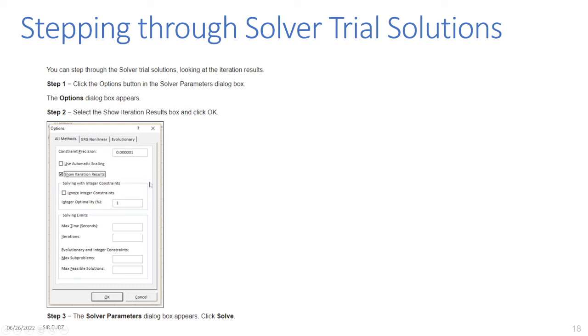Now we can also step through the solver trial solutions. So you can see the many values that are tried by Excel. You can step through the solver trial solutions by looking at the iteration results. So click the Options button in the Solver Parameters dialog box. So there's that button, and the Options dialog box appears. Select the Show Iteration Results box and click OK. Then the Solver Parameters dialog box appears.